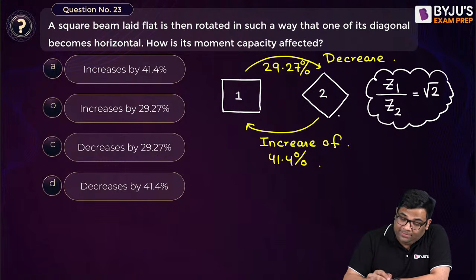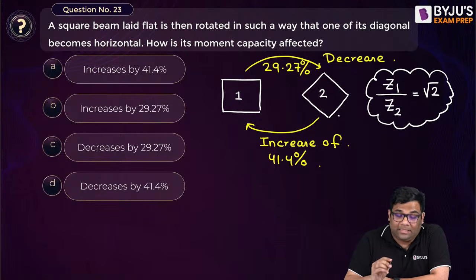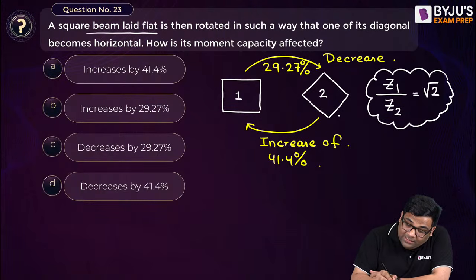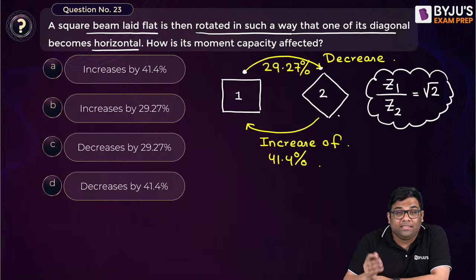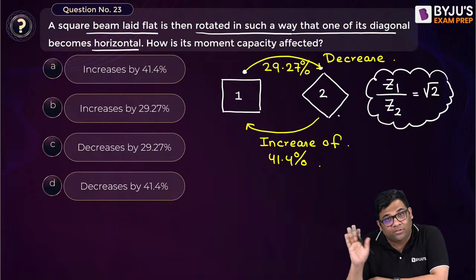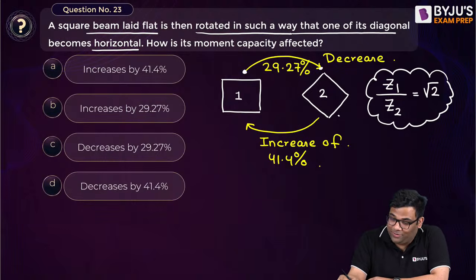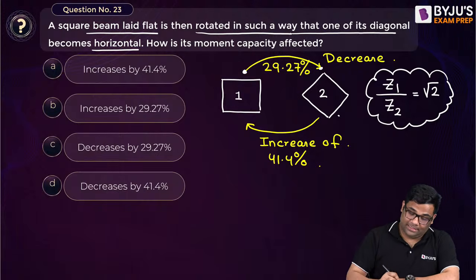If such a question is asked, read the question carefully, from where to where they have mentioned. Initially it was laid flat and then rotated in such a way that the diagonal is horizontal. So we are going from this case to this case. Then it is a decrease, right? Understood? These things need a little care. You might know the answer and you will jump. If you know the answer also, don't jump. Read the question carefully. Very good. The answer is this.